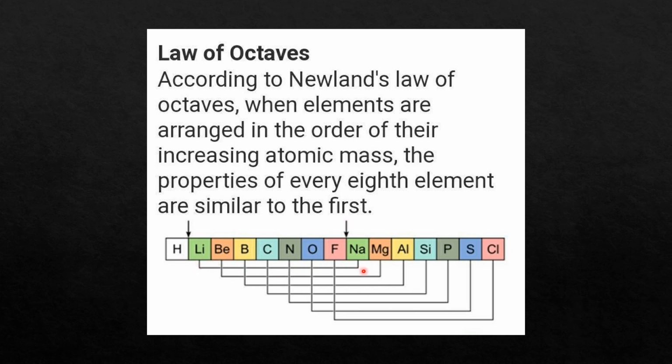Okay, this is similar to sodium. This is similar to magnesium. This is similar to aluminium. This is similar to silicon. So like that, if we arrange in order of their increasing atomic mass, the properties of every 8th element are similar to the first one. That is what the law of octaves is.